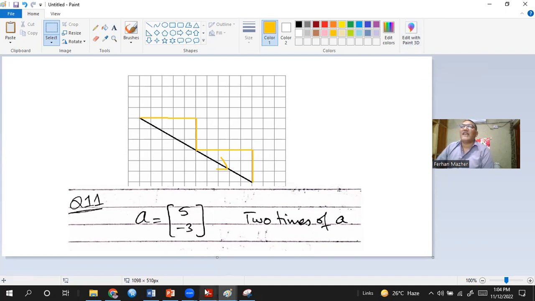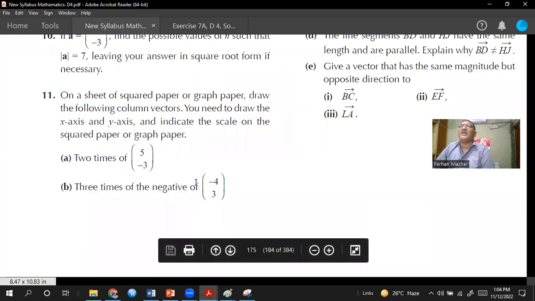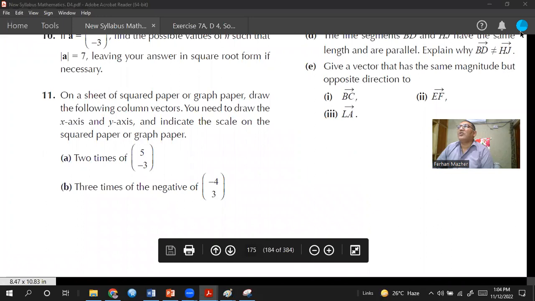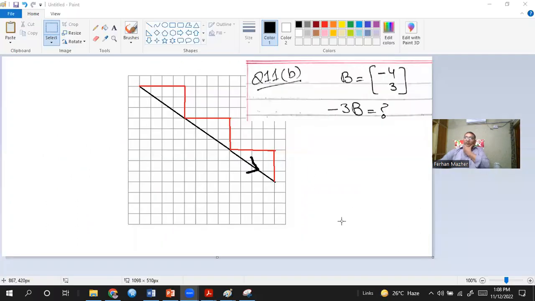Okay, so the next thing they have asked us to find is three times the negative of (minus 4, 3). So in question number 11, its B part, the vector B, whose column vector is (minus 4, 3), we want to represent minus 3B.